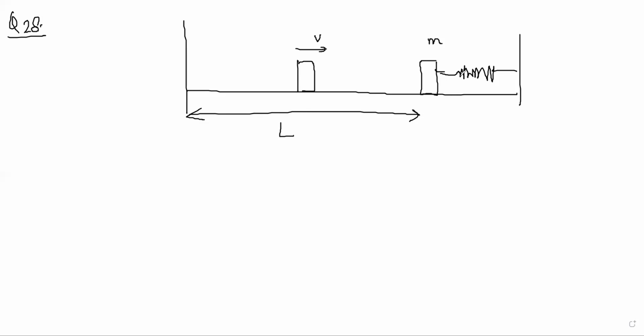The right block is kept in equilibrium, with no extension right now. All collisions are elastic, and surfaces are frictionless. So show that the motion is periodic, and find the time period of these periodic motions.